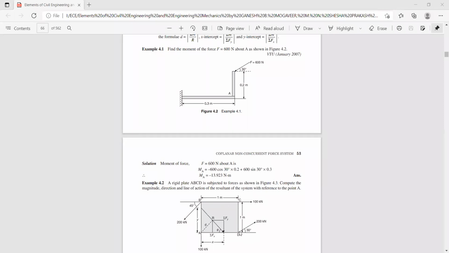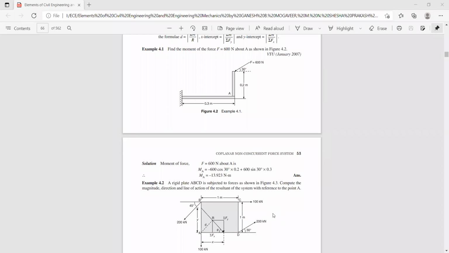Now you resolve this one, 200 force, which makes angle 30 degree with respect to horizontal axis. If I resolve this force, its x component is 200 cos 30 acting along line AD, correct? It is in line AD, 200 cos 30, and its vertical component is 200 sin 30, it is acting in the upward direction.